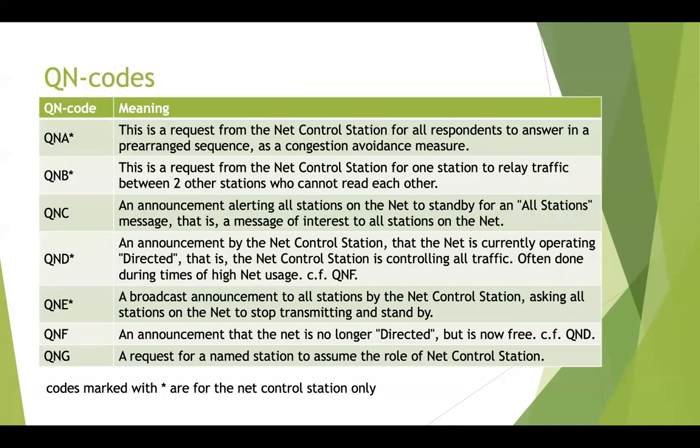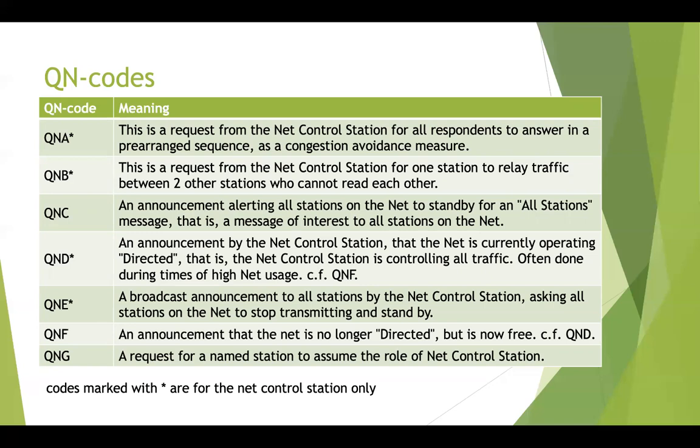These are some examples of QN codes that we would use in one of these ARRL nets. QNA is a request from net control for all respondents to answer in a prearranged sequence, maybe alphabetical by call sign. QNB is a request from net control for one station to relay traffic.